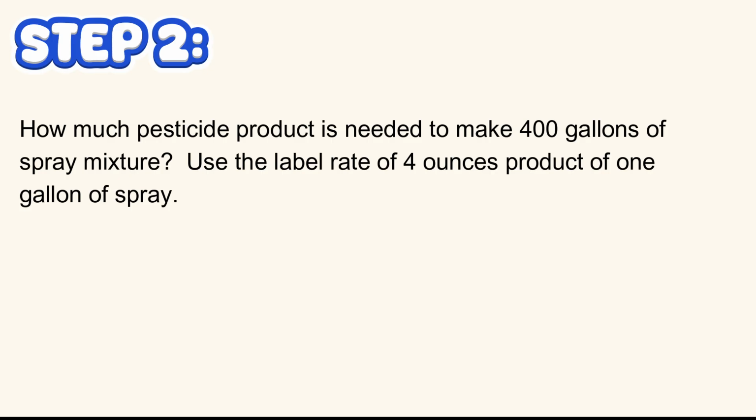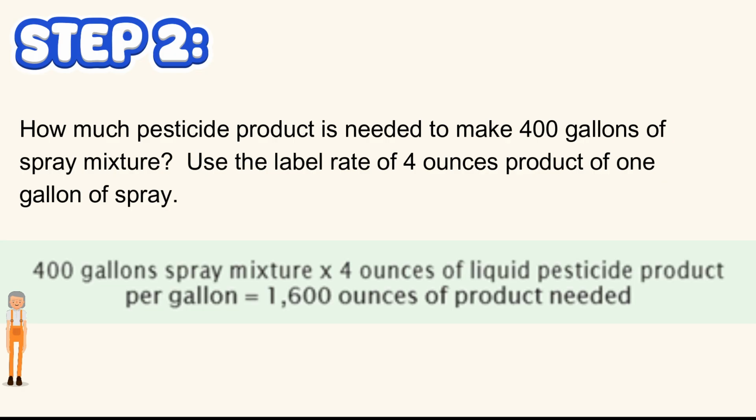Let's use the label rate of 4 ounces product per 1 gallon of spray. Keeping in mind, this is not a label that's telling us to reduce the amount of water we use by the number of ounces added to the product, so we're going to add the full 4 ounces of product to 1 gallon of water. Now, we're going to take our 400 gallon spray mixture, times it by 4 ounces of liquid pesticide product per gallon. This will equal 1,600 ounces of product needed. This will conclude step 2 of our process. Now we're ready to move on to step 3.